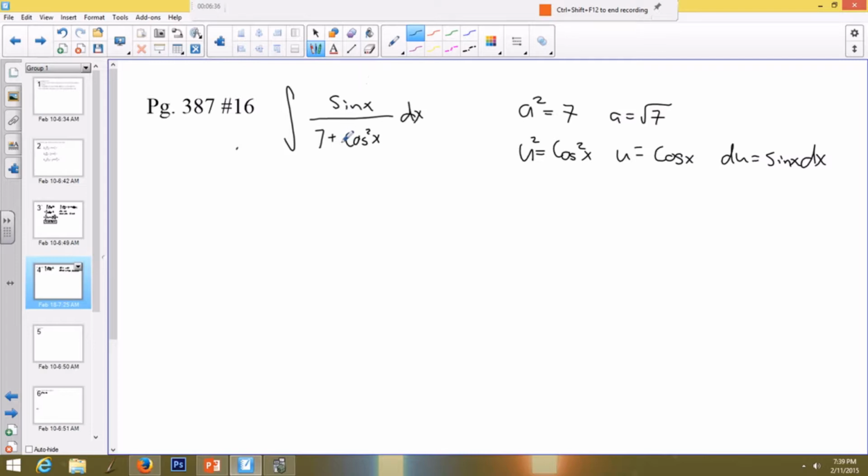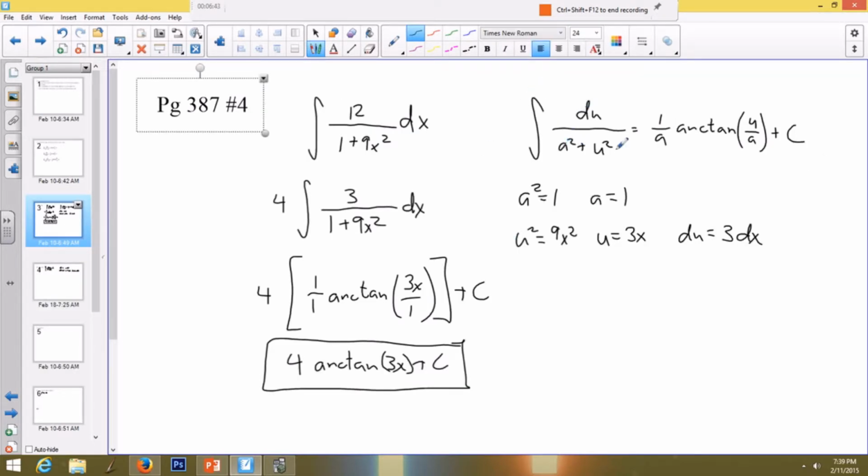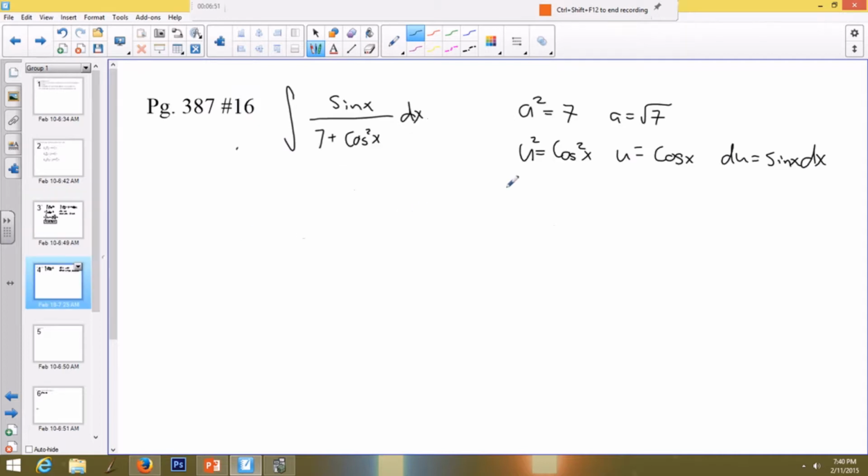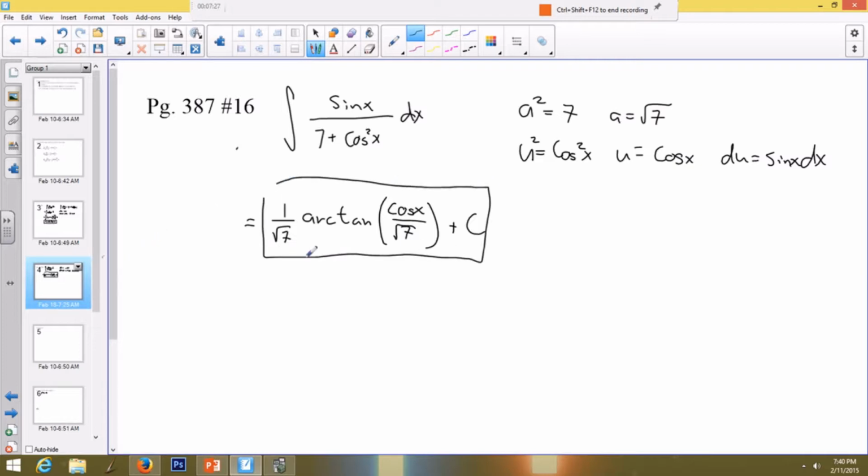And look, now I have that expression there. So now I can use that exact same rule that we used here, where I have my du over a squared plus u squared equals 1 over a times the arctangent of u over a plus c. And now I can just do that exact same thing and say that this is going to be equal to 1 over the square root of 7, that's what a is, times the arctangent of u over a, which in this case was cosine x over the square root of 7, plus some constant c. Now we could probably reduce that a little bit if we wanted to, but we're not real interested in that at this point.